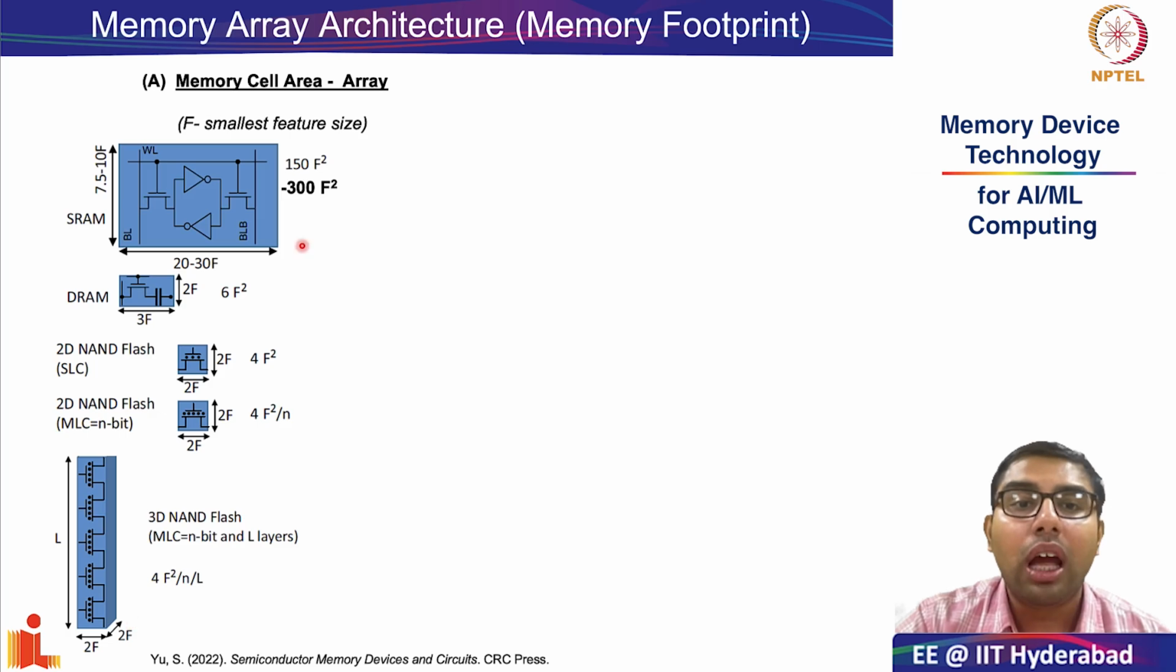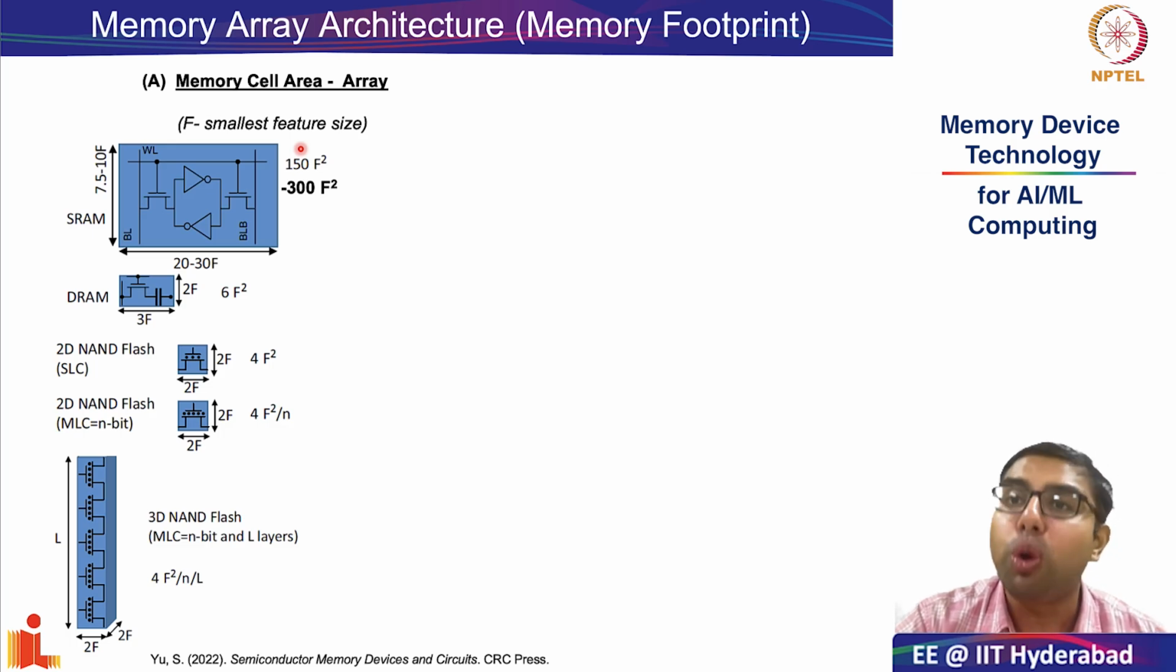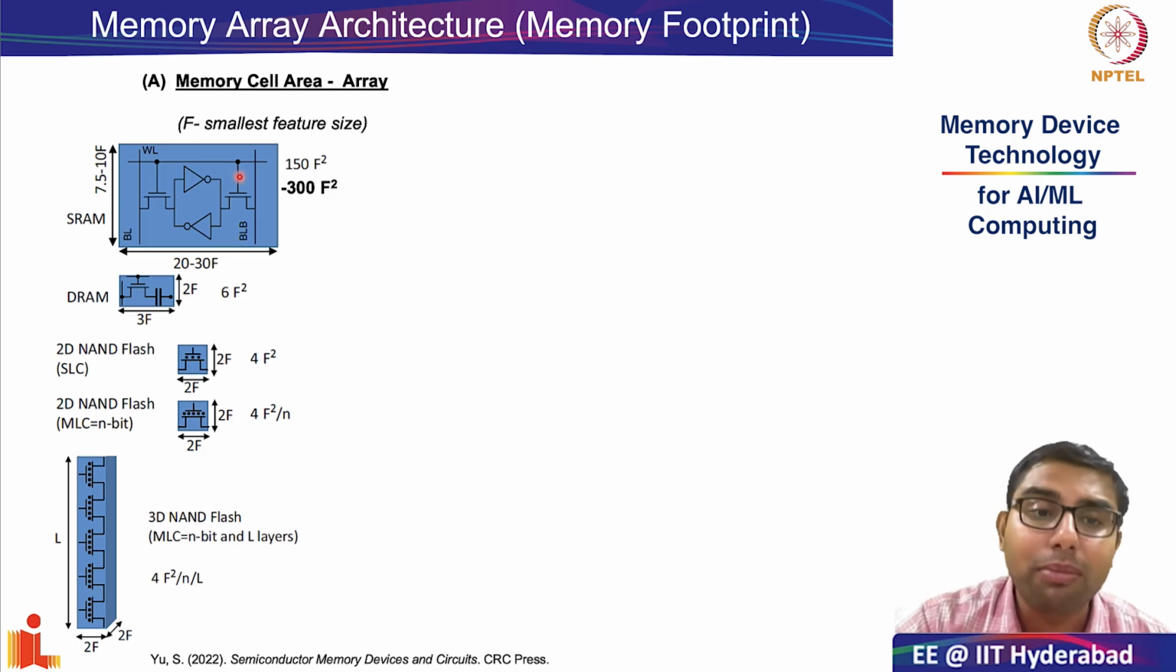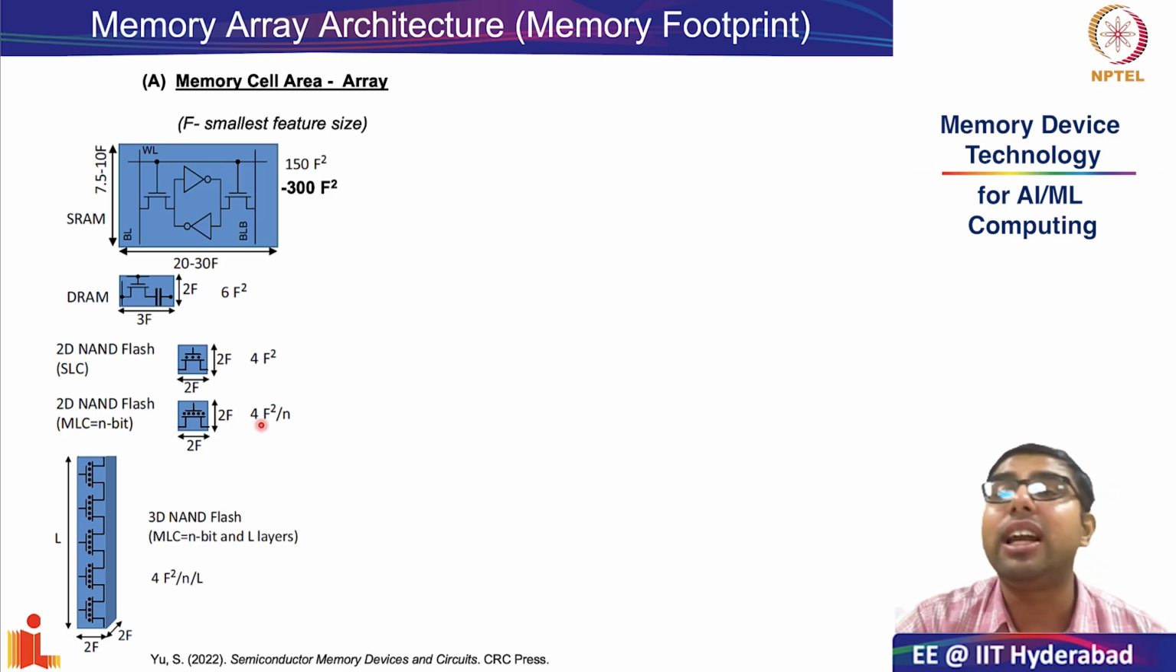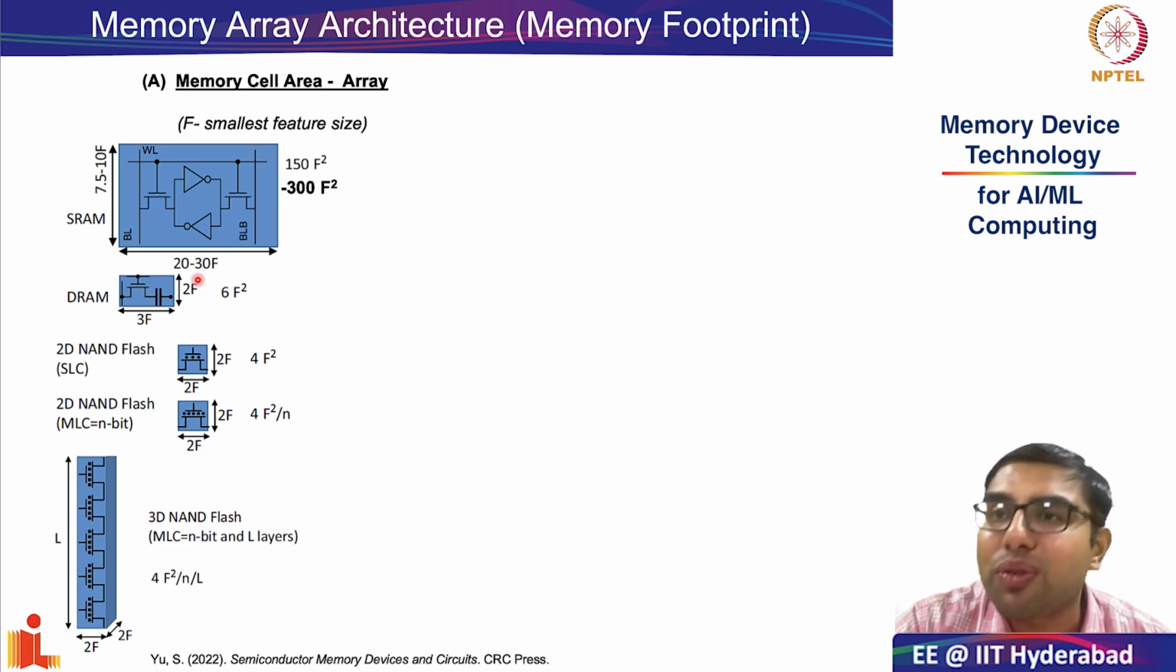So we saw how there is a drastic improvement in the bit density, and therefore the memory footprint, from SRAM to DRAM to NAND flash and even 3D multi-level NAND flash. Intuitively, one may guess that the footprint of NAND flash will be much better compared to the SRAM cell, and DRAM will be somewhere in between. But that is only part of the story.